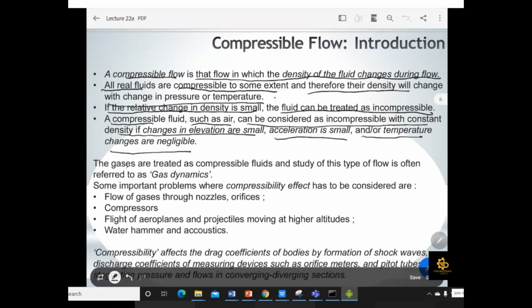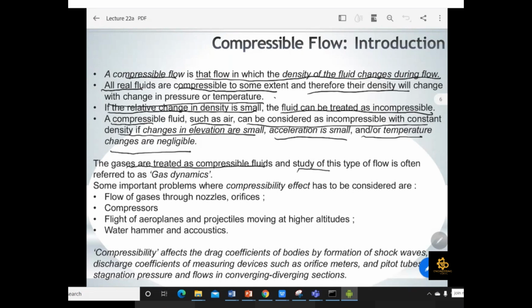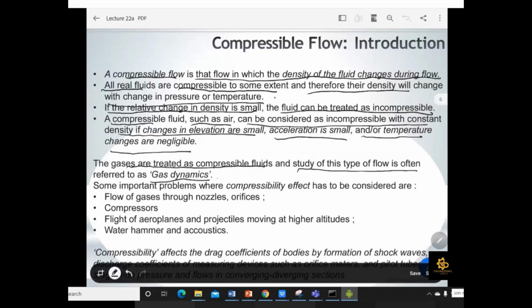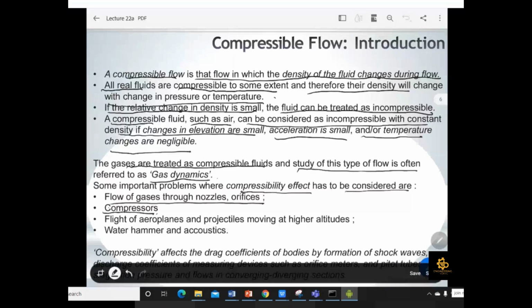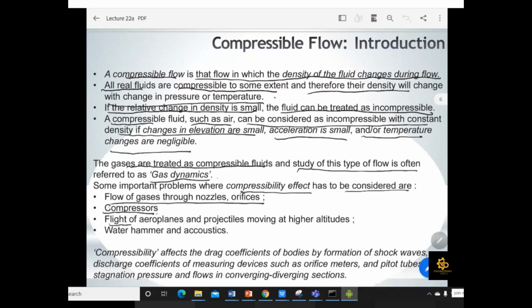So gases are treated as compressible fluids, and the study of this type of flow is often referred to as gas dynamics. Where do we have to consider this compressibility effect in problems related to thermodynamics? Some important problems where the compressibility effect has to be considered are flow of gases through nozzles and orifices, and compressors. You already know that in steam power plants or in the power generation process, the compressor is one of the important parts.